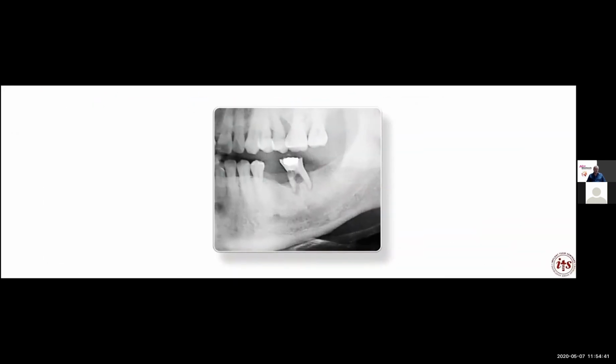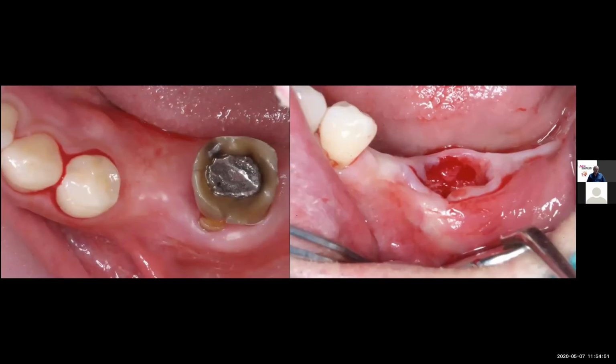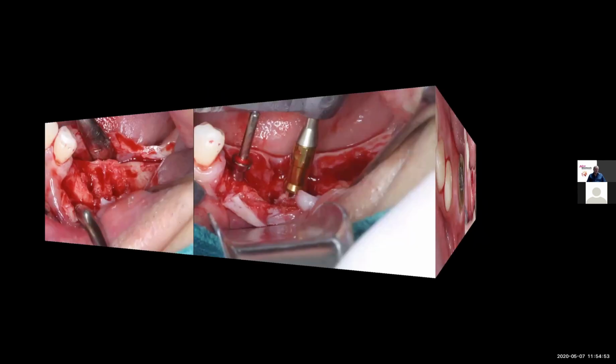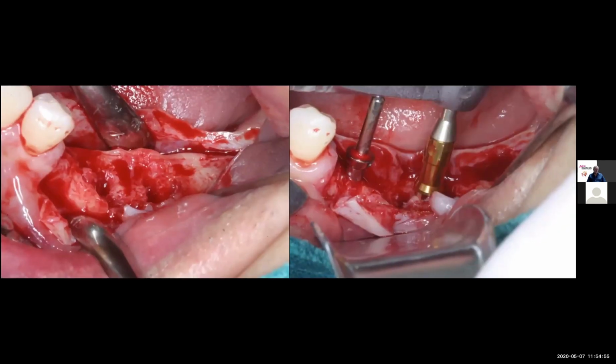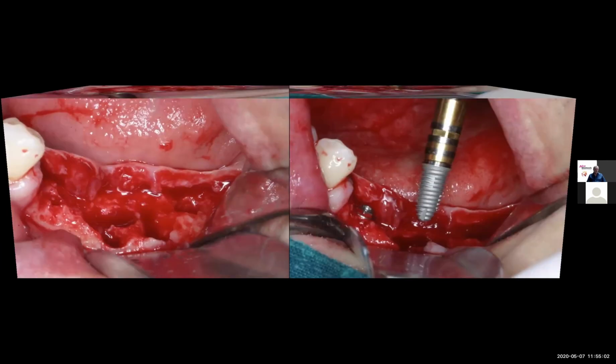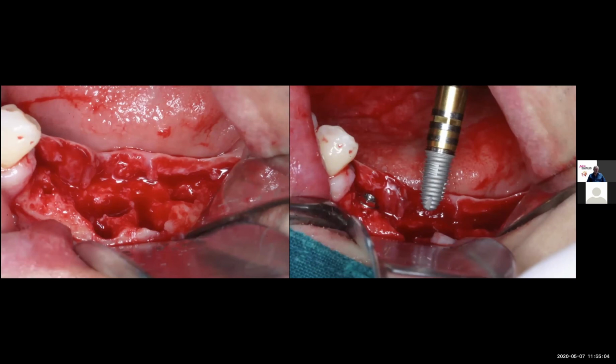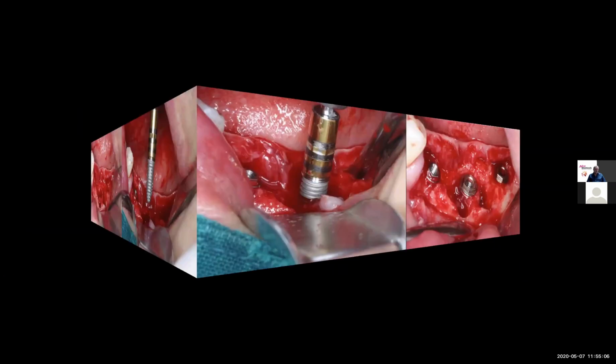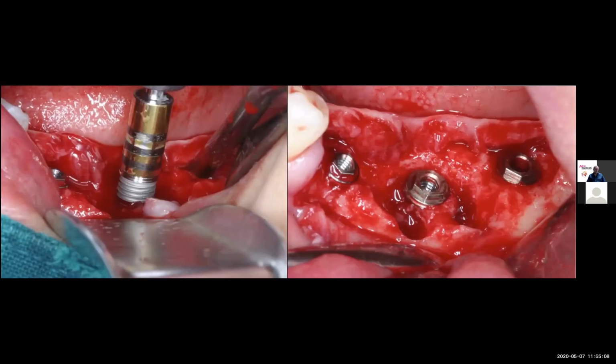Here we have a molar tooth that's going to be removed. There's a lot of bone loss, some excessive periodontal ligament, and probably an abscess infection in the bone. The tooth is extracted, mucoperiosteal flap, sequential drilling, placing with parallel pins, and here placing implants. 3 implants are placed.